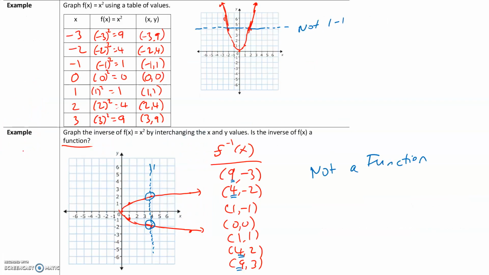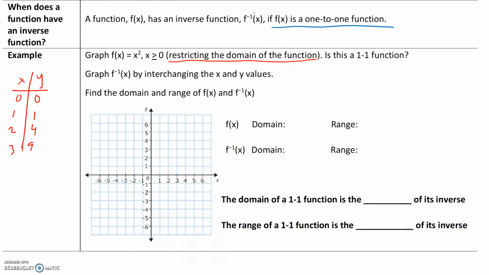So in this function, I'm going to eliminate the negative values. I'm going to eliminate the left side and only focus on the right side. I'm going to restrict the domain. Okay, now let's go ahead and graph this first. So I have (0, 0), (1, 1), (2, 4), and (3, 9). So it's going to look like this.